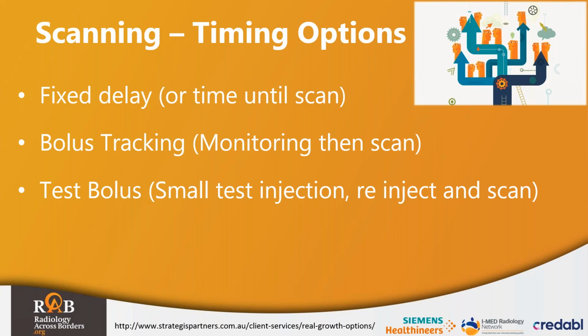Then we look at test bolus. So we actually do a small test injection of contrast, and we scan and we watch the contrast flow in and out. At a certain point, we can then more accurately know when we need to scan. Then we can do a second injection with our set delay, and then scan through that injection.